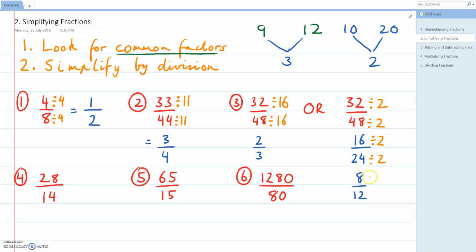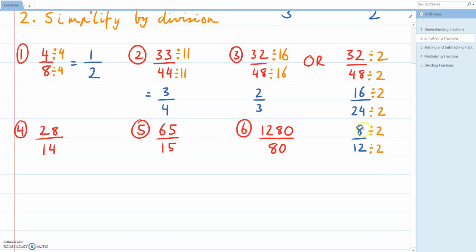And we've still got some 2's to do. So 2 and 2. And 8 divided by 2 is 4. 12 divided by 2 is 6. And we're still going to divide both of these by 2. 4 divided by 2 is 2, and 6 divided by 2 is 3.